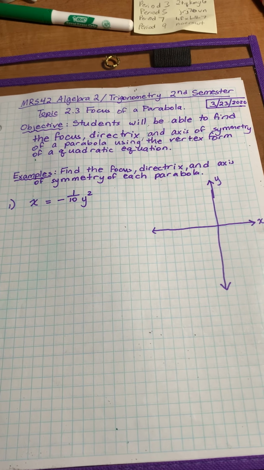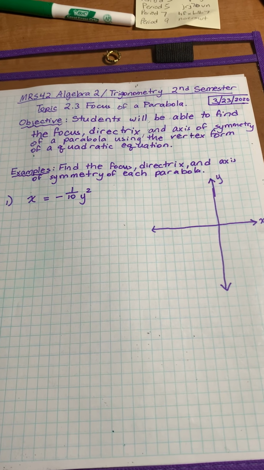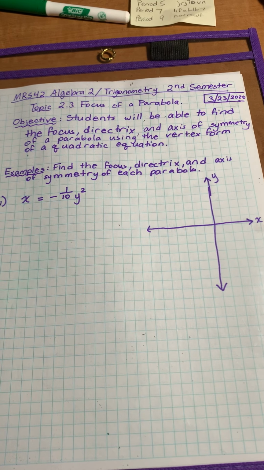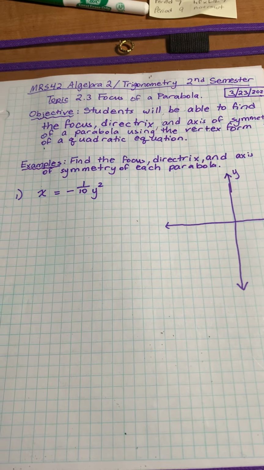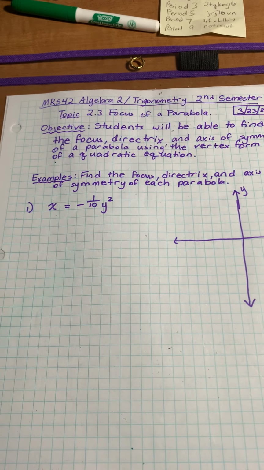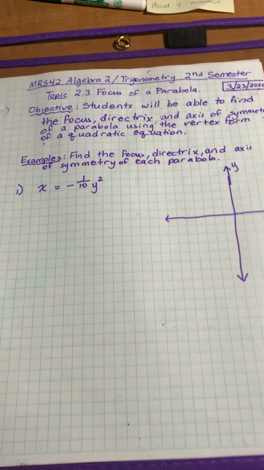Today we're going to continue from where we left off, which is finding the focus, directrix, and axis of symmetry of a parabola. Now we're going to be using the vertex form of a quadratic equation to find them.